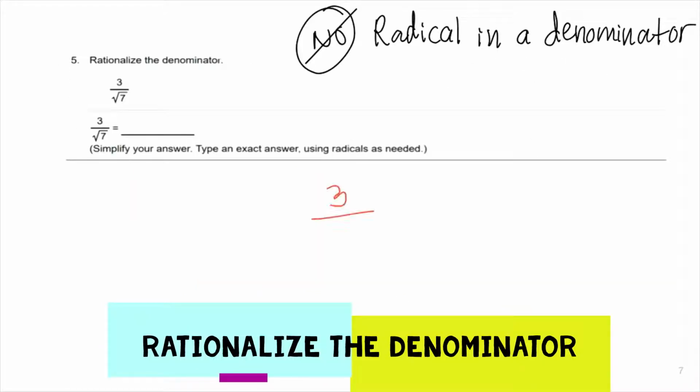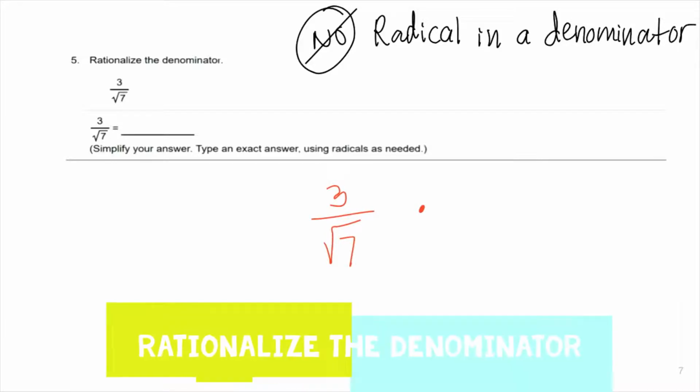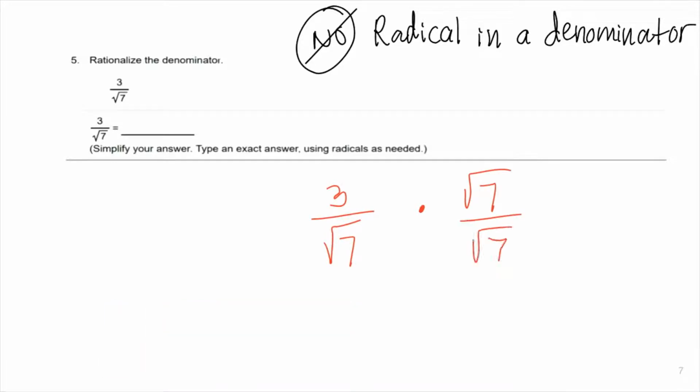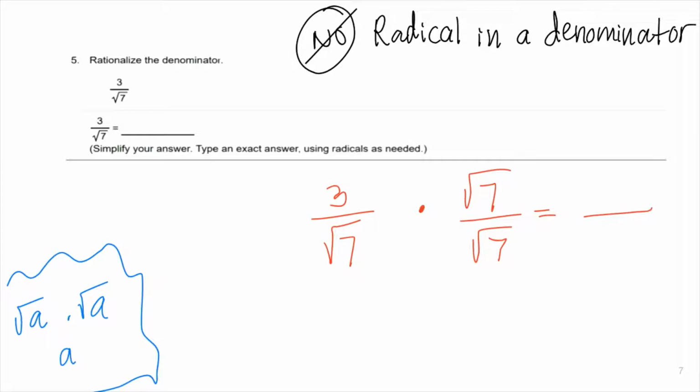We need to multiply the radical by itself. Any radical times itself is just going to give you that number that's inside. So radical 7 times radical 7 is just going to give me 7. Then I just multiply the top 3 radical 7. Now, radical 7 and a regular 7 cannot cancel out. So your final answer is 3 times radical 7 over 7.